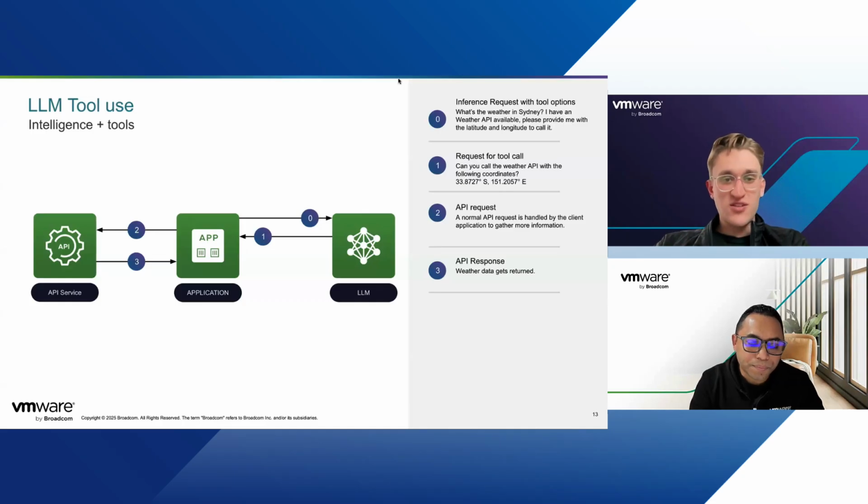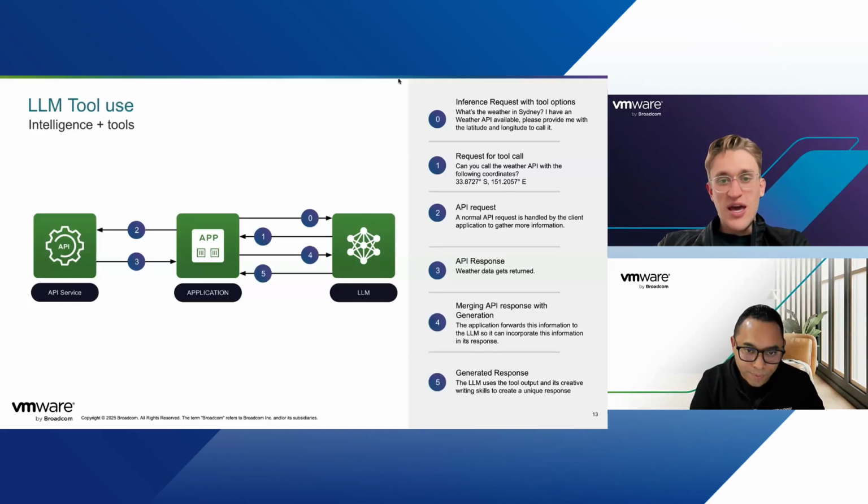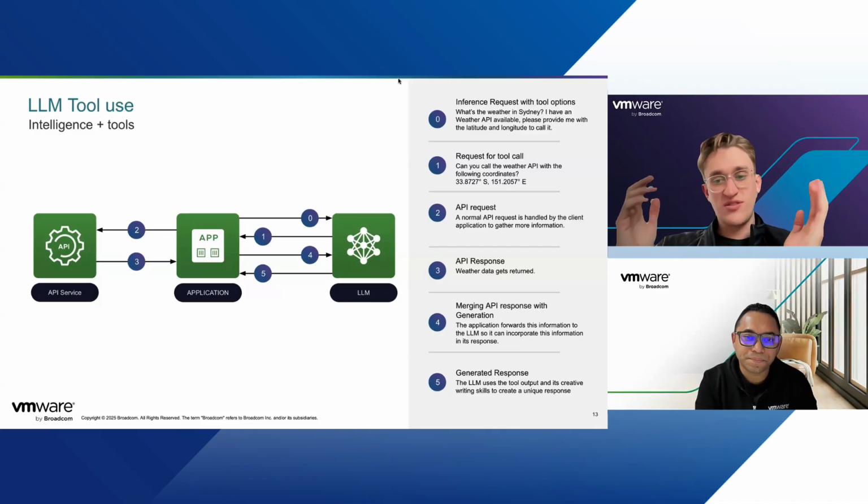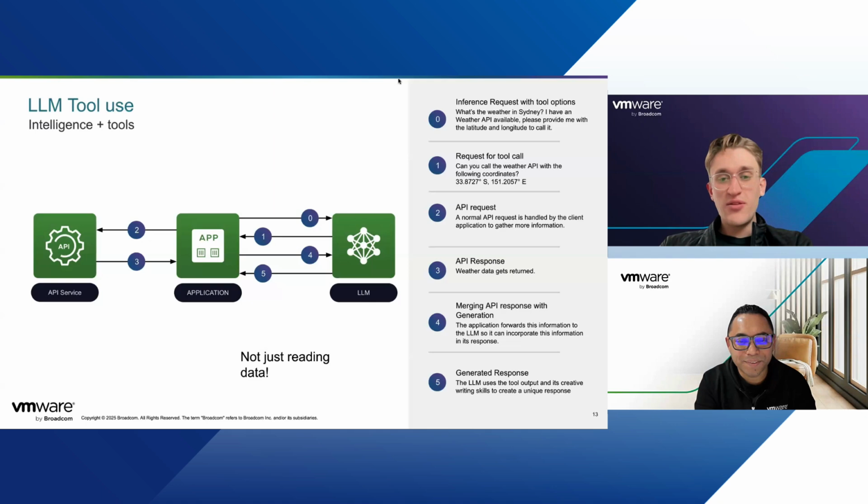And so in this case, you can see steps 2 and 3, we have done that on behalf of the large language model. And now we're going to merge those two things. So we say, hey, LLM, here's the response. We're going to forward that information to you. And then the LLM can use that enriched data plus the original call that came through in step 0, and it's going to merge those two things and say, okay, the weather in Sydney is hot and sunny.